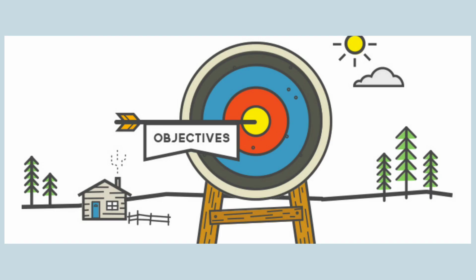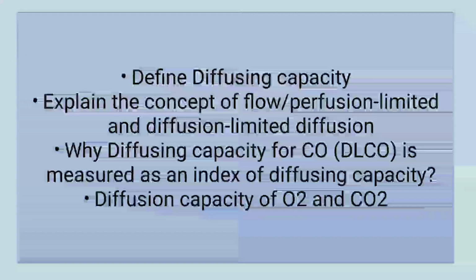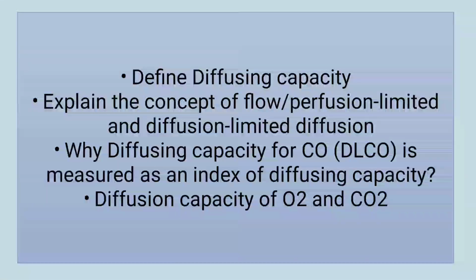So what is the learning objective? At the end of this session, you will be able to define diffusing capacity. You will be able to explain the concept of flow or perfusion limited and diffusion limited diffusion. Why diffusing capacity for carbon monoxide, or DLCO, is measured as an index of diffusing capacity and diffusion capacity of oxygen and carbon dioxide.